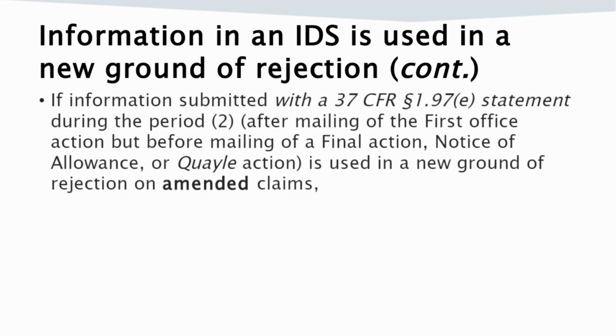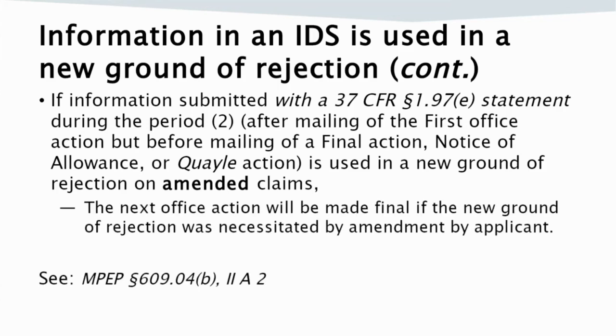Likewise, if information submitted with the 37 CFR 1.97(e) statement during the period 2 after mailing of the first office action, but before mailing of a final action, notice of allowance, or Quayle action, is used in a new ground of rejection on amended claims, the next office action will be made final if the new ground of rejection was necessitated by amendment by applicant. In other words, the rejection may be made final as necessitated by the amendment.